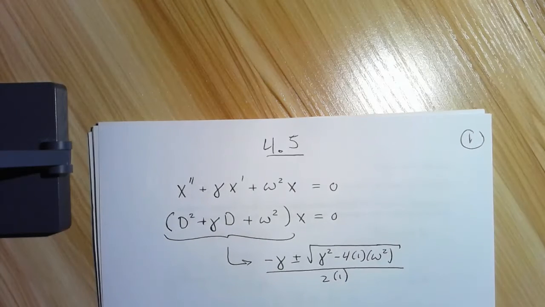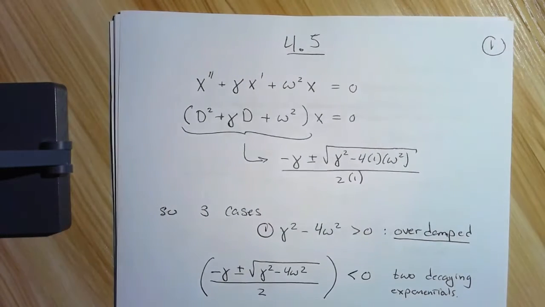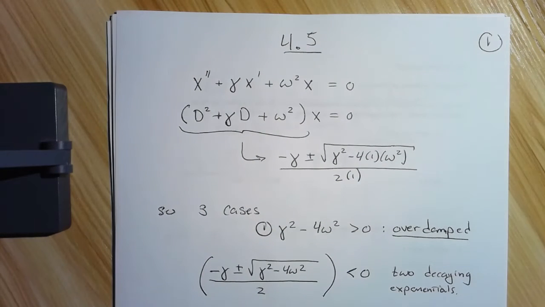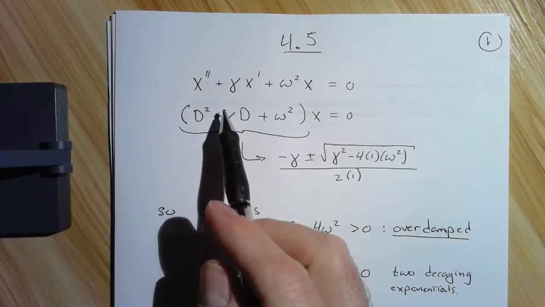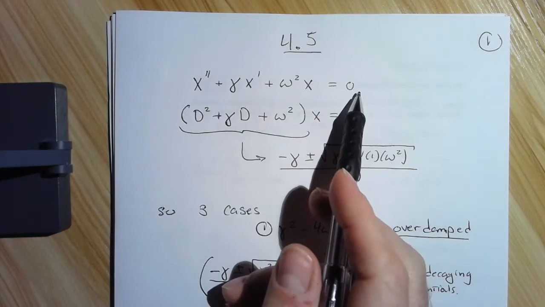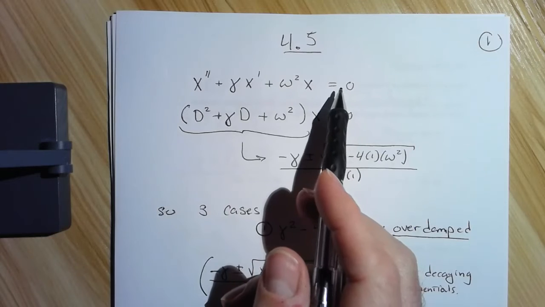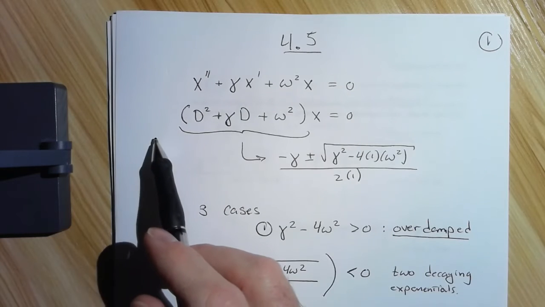Here's just a quick video on 4.5. We've gone over some of this stuff already. But for a damped mass on a spring, this is the differential equation, which comes about from Newton's second law.